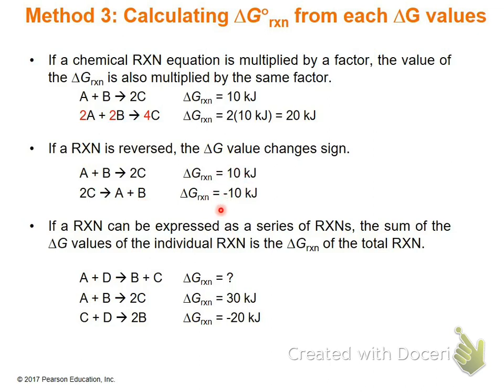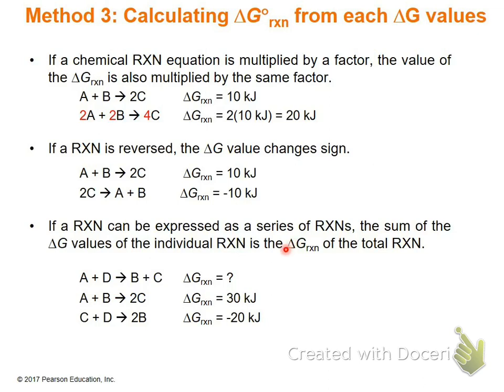Okay. And don't get this confused with equilibrium constant K, capital K, right? For that one, when you reverse a reaction, you take the reciprocal of the value of K. But for delta G of reaction, you just change the sign, okay? The opposite sign. All right, if a reaction can be expressed as a series of reactions, the sum of the delta G values of the individual reactions is the delta G reaction of the total reaction. So this is related to Hess's law.